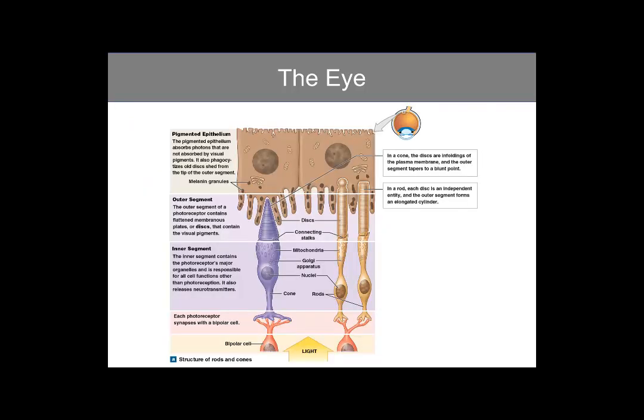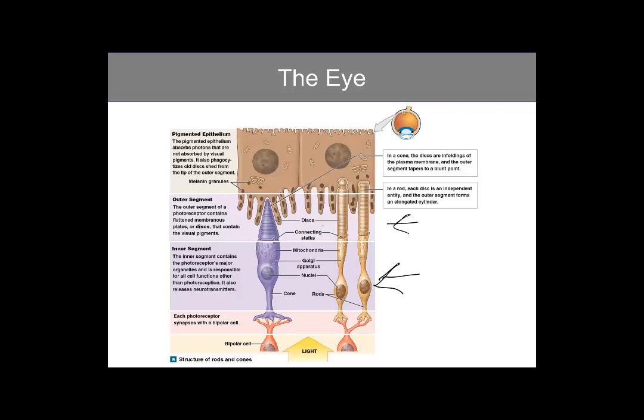Here we see the anatomy of some of these. We have the inner segment here. Again, normal organelles associated with any cell, like the mitochondria and the Golgi apparatus, ribosomes, endoplasmic reticula, the nucleus, and so on and so forth. And then we have the outer segment, and this is where we have those membranous discs or plates that contain the actual visual pigments.